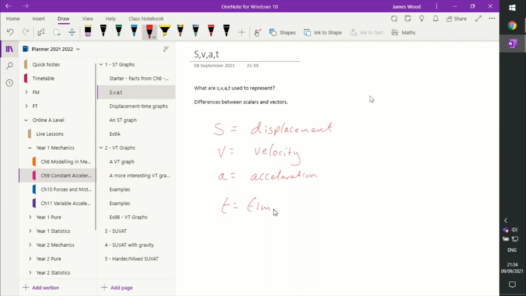Now time, not really a vector. Can't really deal with negative time. Haven't really invented any time machines yet. So time we can just use as a scalar value.